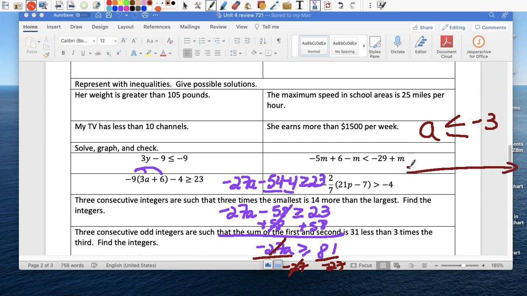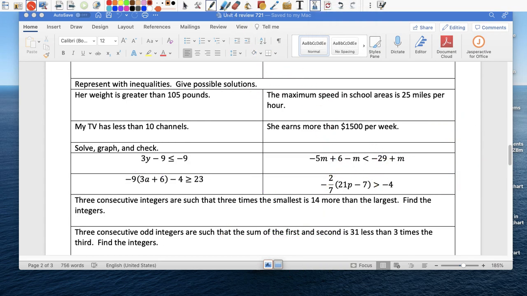Graph your solution. Here's negative 3, here's negative 2, here's negative 4. Is negative 3 part of your solution? Yes, and so is every number in here. All right, and you can always pick a number, plug it in, substitute for the value of a. Replace a with that value, and see if it works, and see if you're pointed in the right direction.